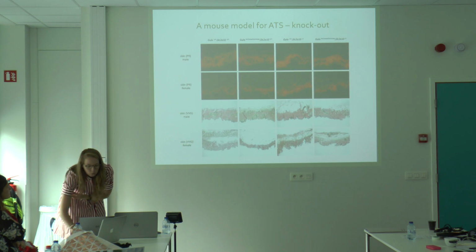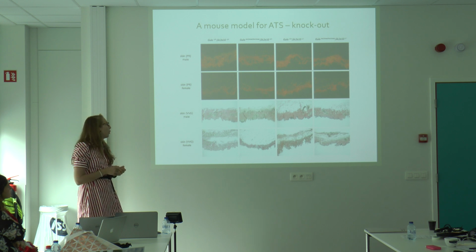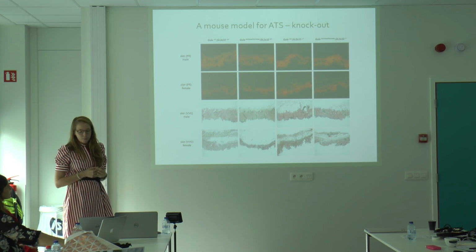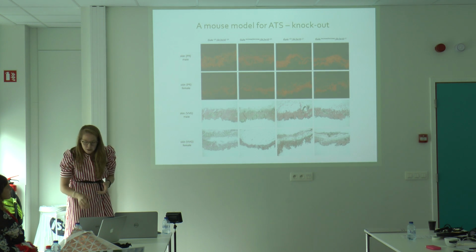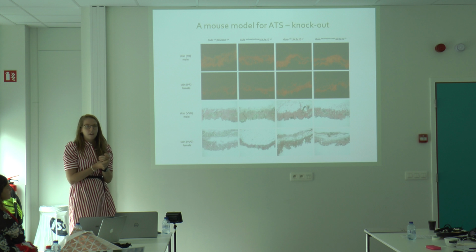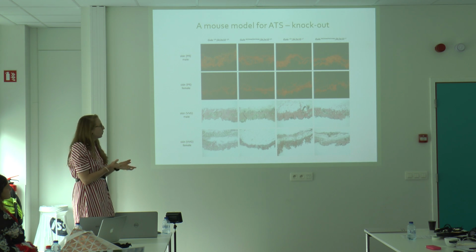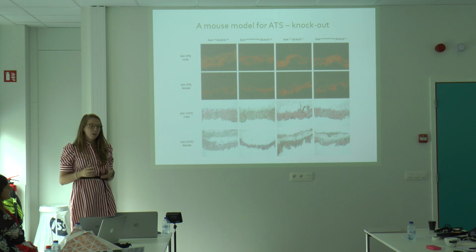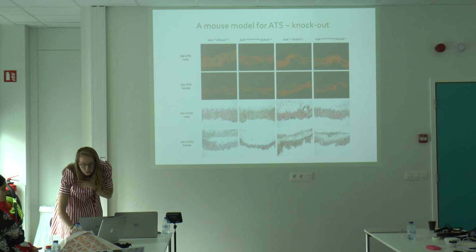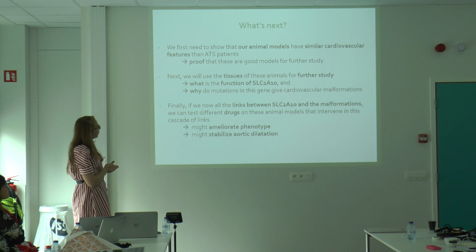Similar to the figures that Ode showed, we did similar stainings on our mouse tissue as we did on the ATS patient tissue, but there we could also not see abnormalities. So what we have here now is a model with stenosis, but we don't really have the other typical features like fragmentation of the elastic fibers, or tortuosity. So another goal for me is to figure out why that is, and maybe if I can induce all these abnormalities. So what's next?